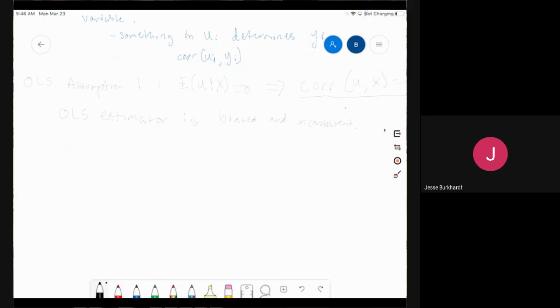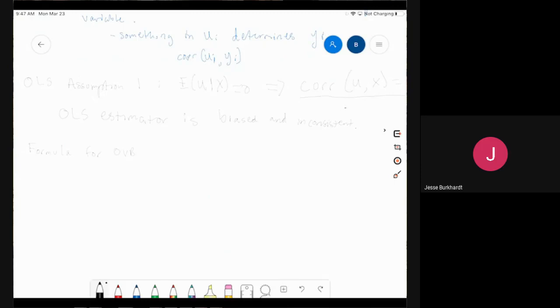So we care about omitted variable bias. We care about biased coefficient estimates. We actually have a formula for omitted variable bias. The formula looks like this.